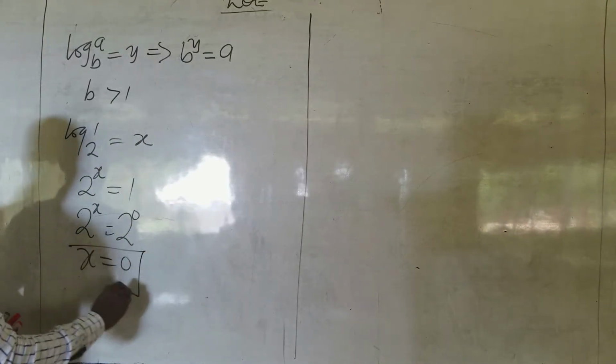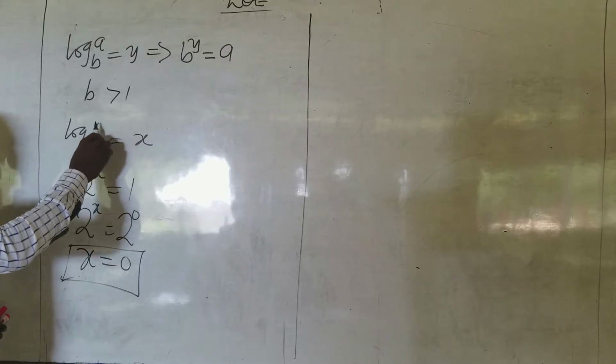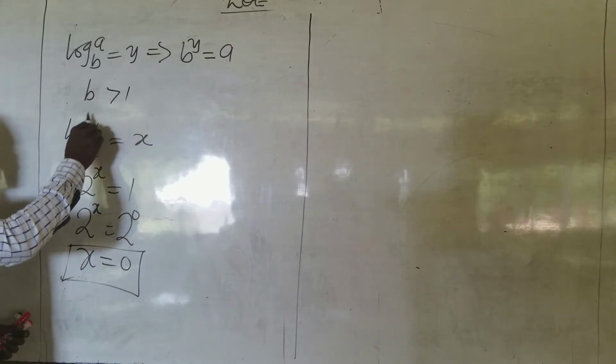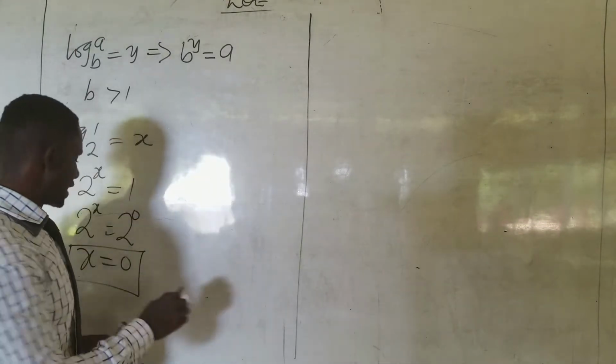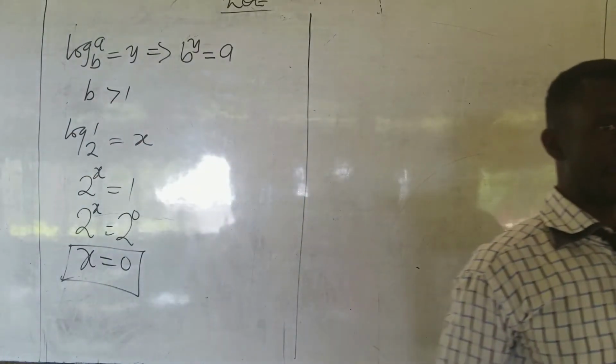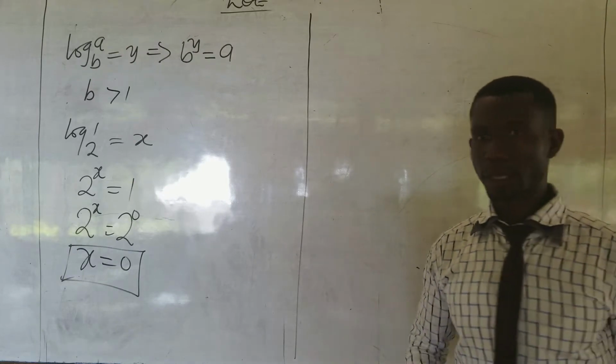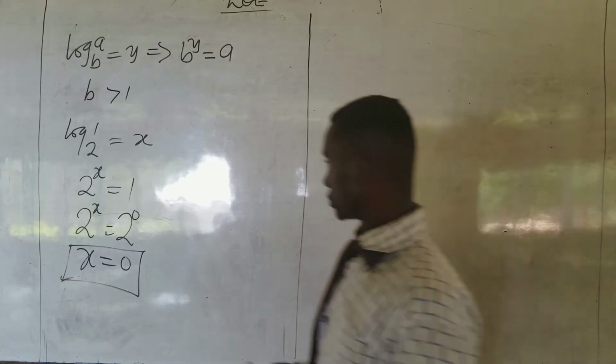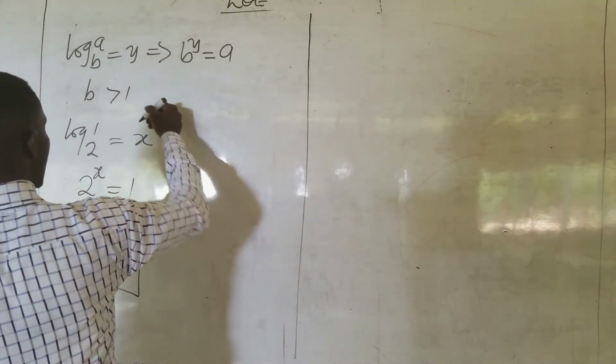So it means that the logarithm of 1 to any base is 0. There could be log 1. A can take the value of 1. A can be 1.